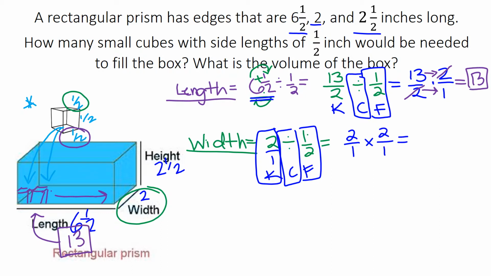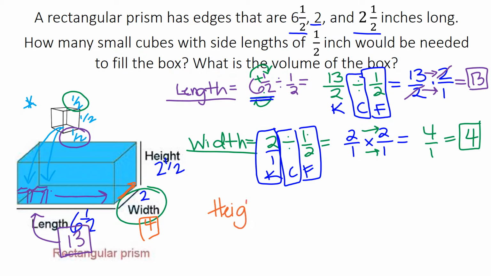Now, this one doesn't have the same number on the top and the bottom. It has the same on the numerators, but that's okay. So I'm going to multiply straight across. 2 times 2 is 4, and 1 times 1 is 1. And 4 over 1 is the same thing as just 4. That tells me that if we were to line up cubes going this way, we would have 4 cubes that would fit the width.